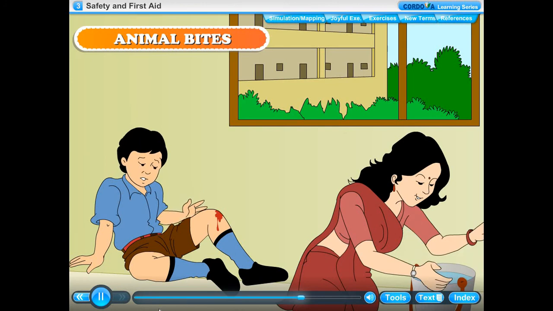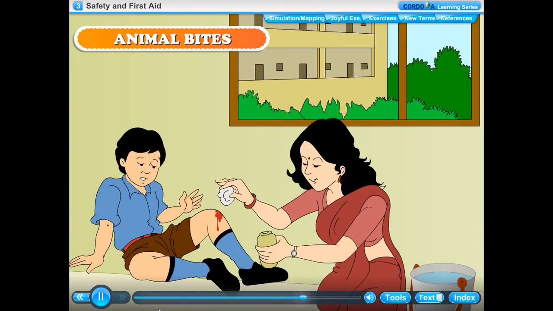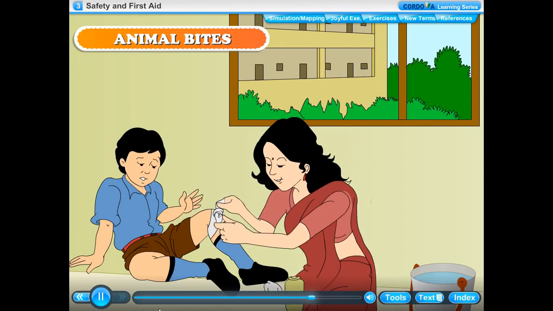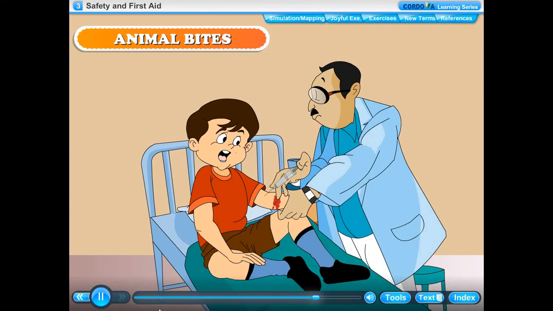Wash the bitten part with soap and water to wash away germs contained in the saliva. Apply an antiseptic on the wound. This would prevent infection. Take the victim to the doctor immediately. The doctor may give anti-rabies injections.